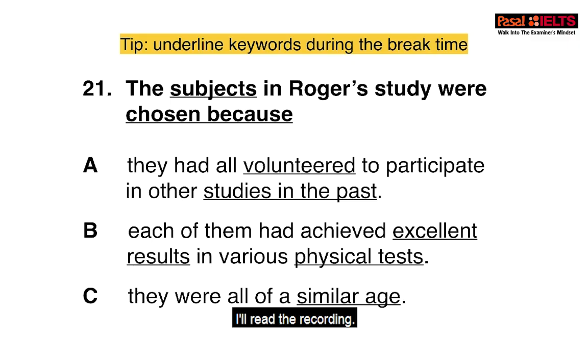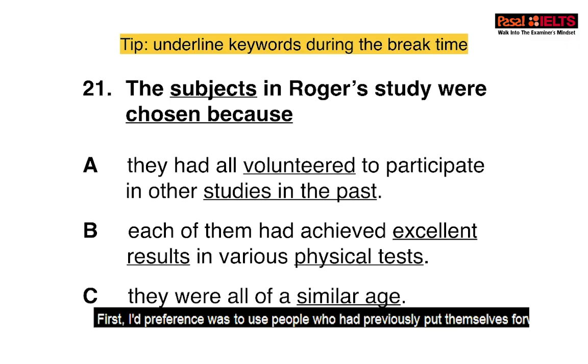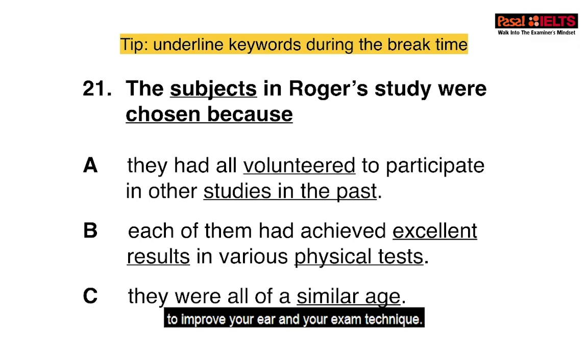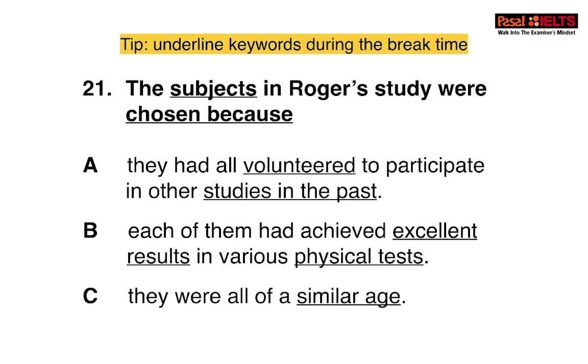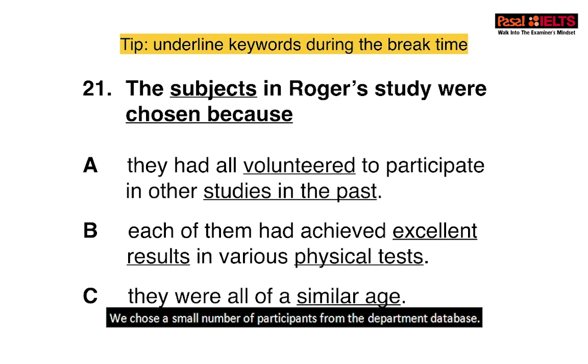I'll read the recording. So Roger's speaking. The process of selecting people for the study involved various stages. First, our preference was to use people who had previously put themselves forward for similar studies carried out by members of our department. We chose a small number of participants from the department database, but unfortunately there were not enough people who met our requirements. So, our second step was to find some new volunteers.